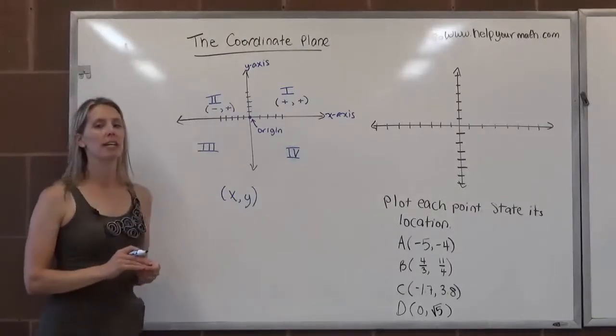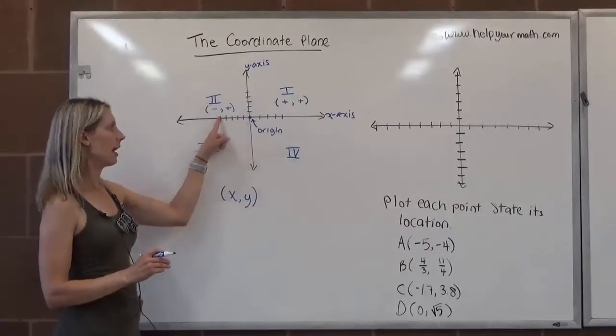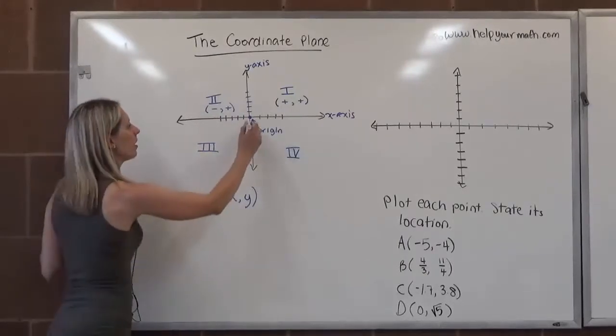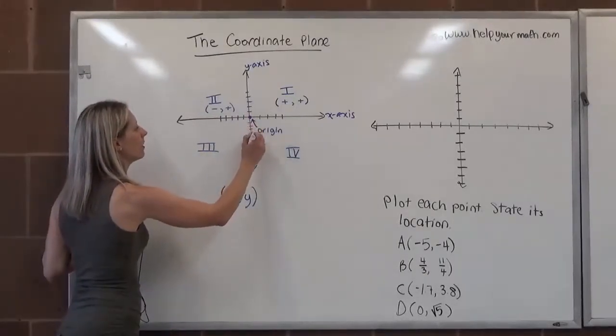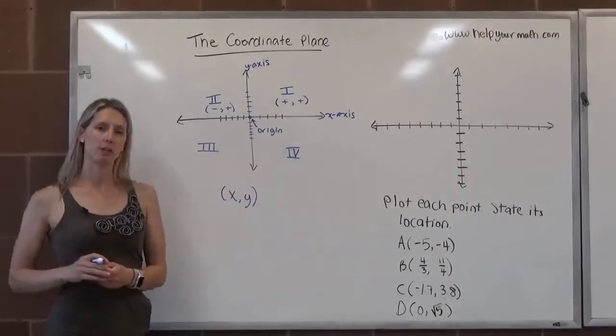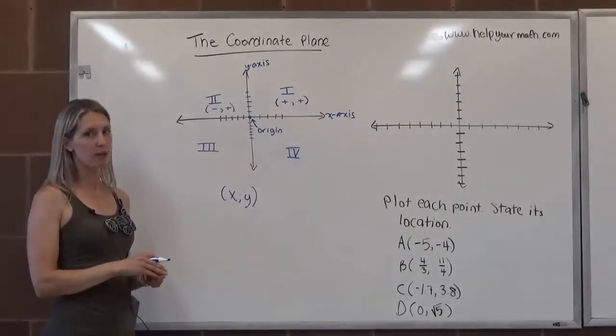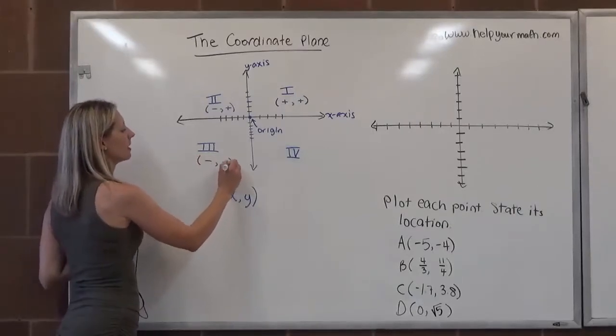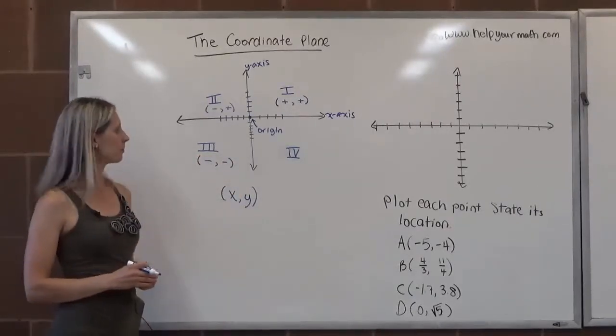Down in quadrant 3, to get to quadrant 3, I would need to go to the left from the origin, so I'm moving in the negative direction for x. And then also I would need to move down, which would be the negative direction for y. So in quadrant 3, all ordered pairs have a negative x-coordinate and a negative y-coordinate.